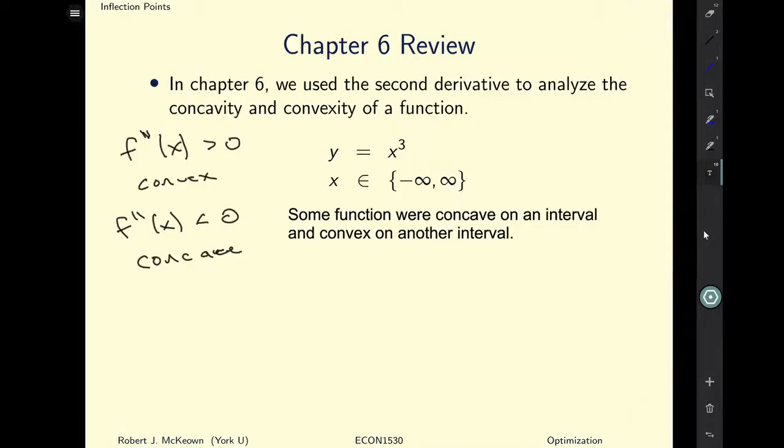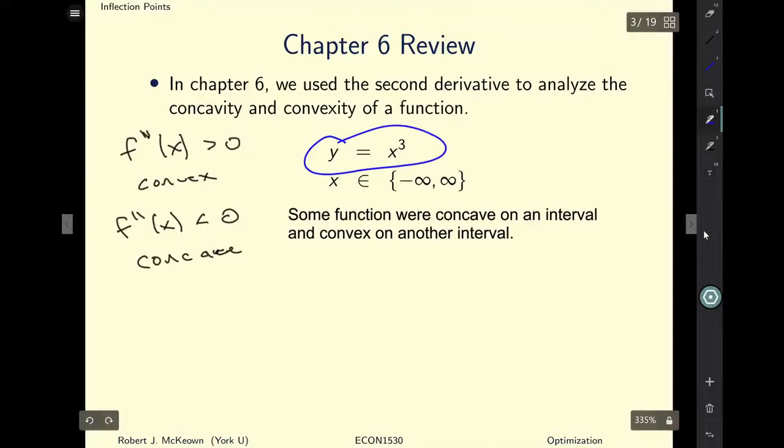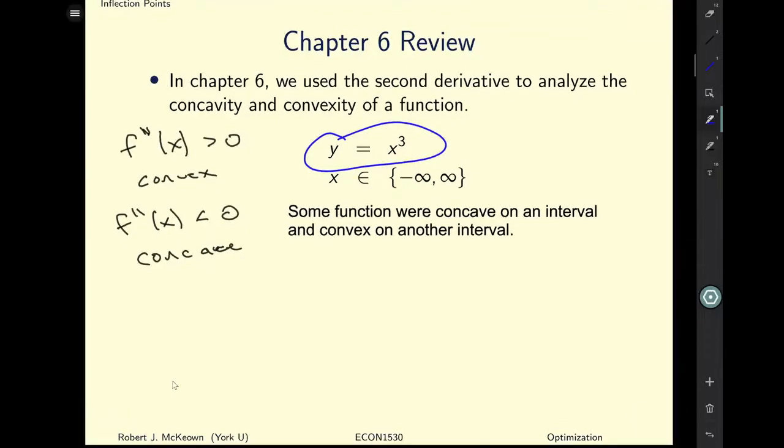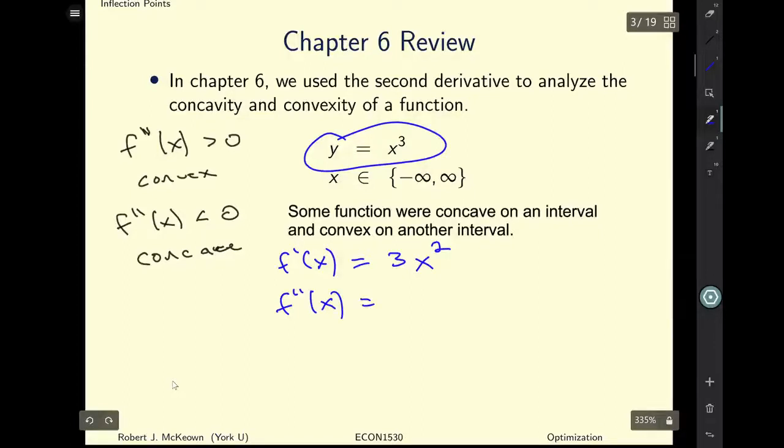And so let's take a look at this function, this cube function that we have here. We've got y is equal to x cubed. Now let's figure out if this function is concave or convex. So looking at it, I can take the first derivative, and I see that the first derivative is 3x squared, so I'm using the power rule. And once I have the first derivative, I can find the second derivative. And the second derivative is equal to 6x.